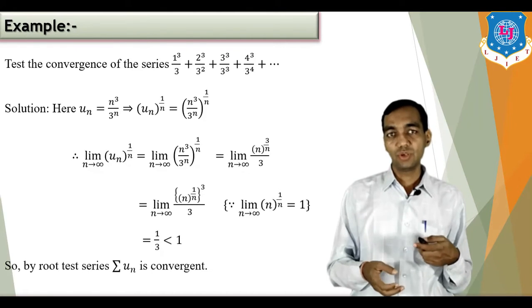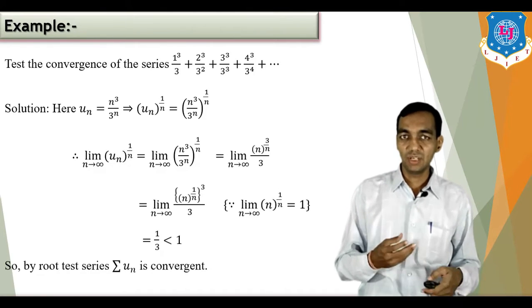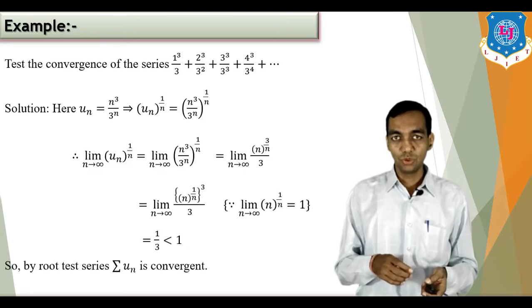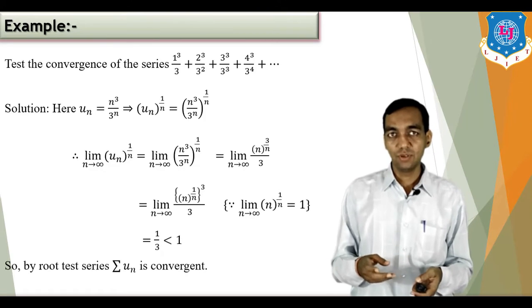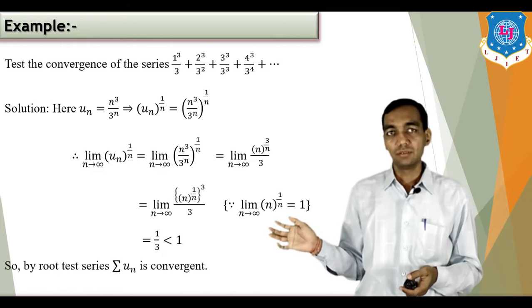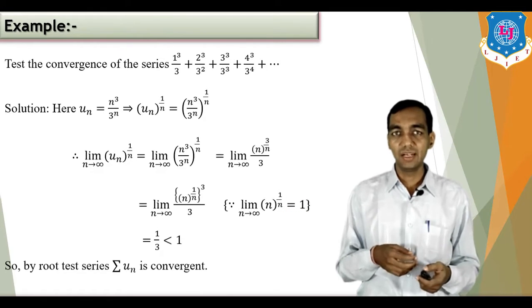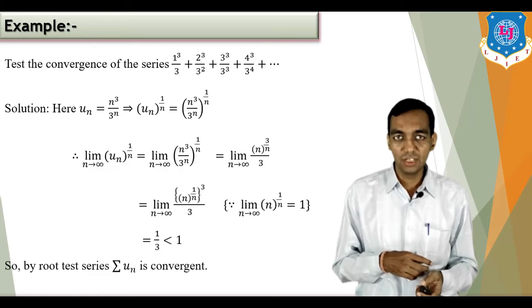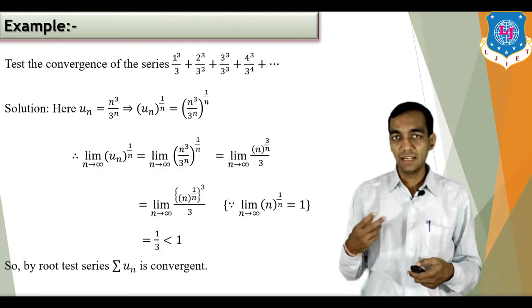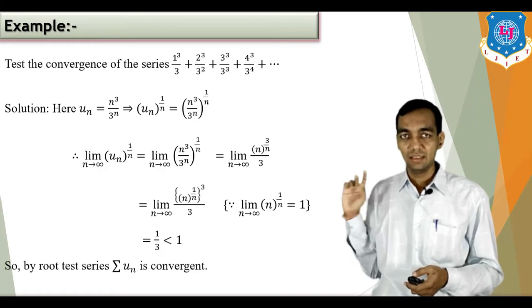So here also you can apply the ratio test, but here we are going to apply the root test. So un raised to 1 upon n is equal to n cube upon 3 raised to n, whole raised to 1 upon n. Applying the limit and separating the numerator and denominator, that will give you n raised to 3 by n divided by 3.